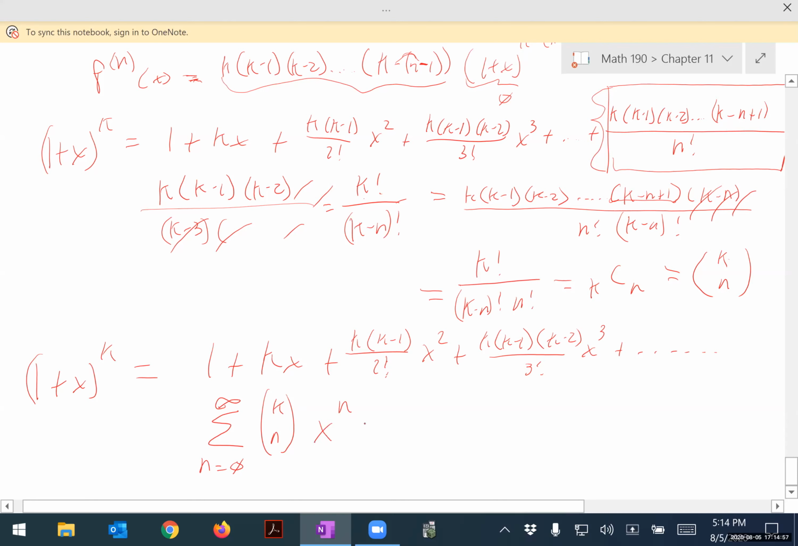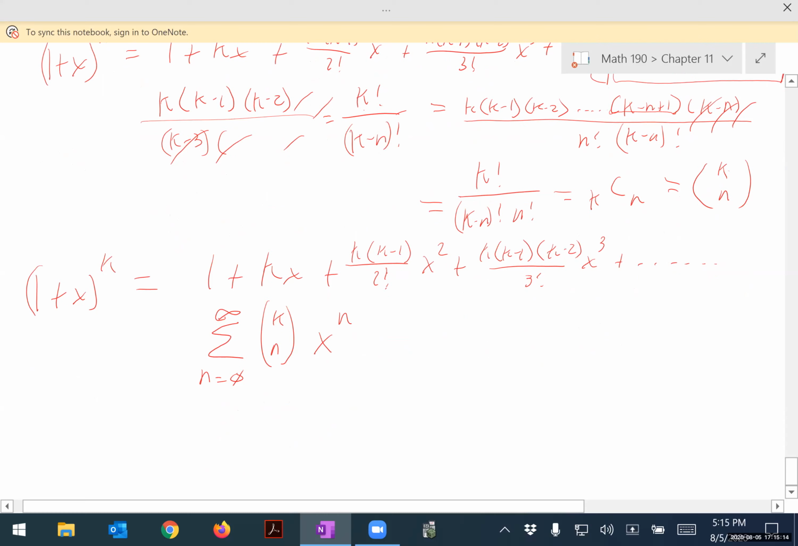For example, this would be out of k items, if k was say 2. So let's do an example with just numbers. So this is 1 plus x to the 8th power, and this is called the binomial expansion theorem. Binomial expansion theorem.